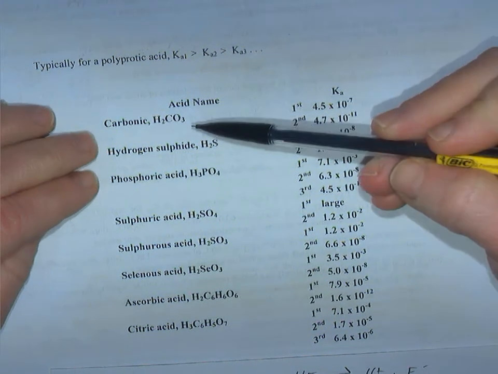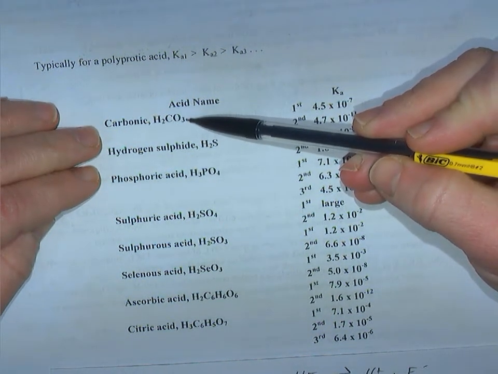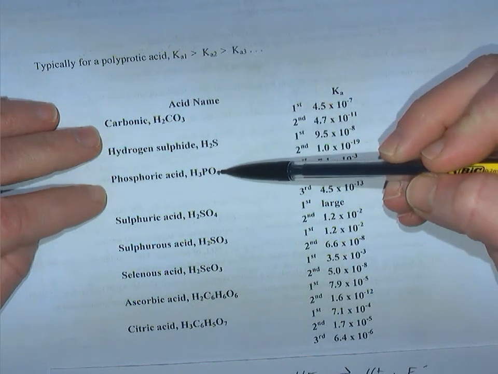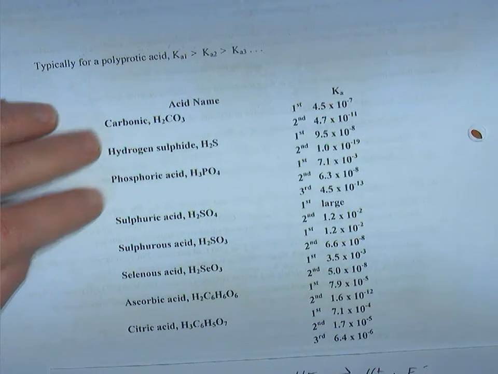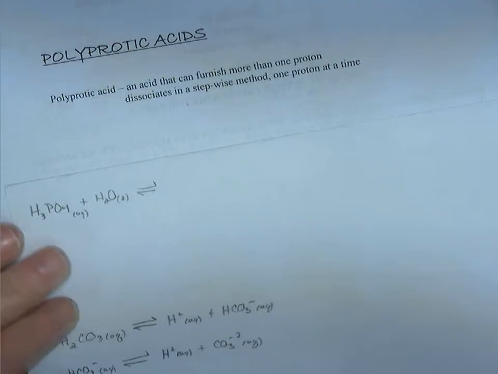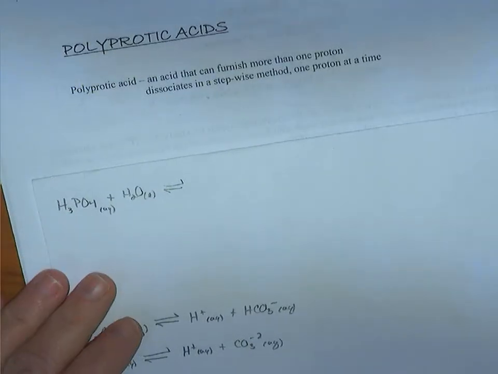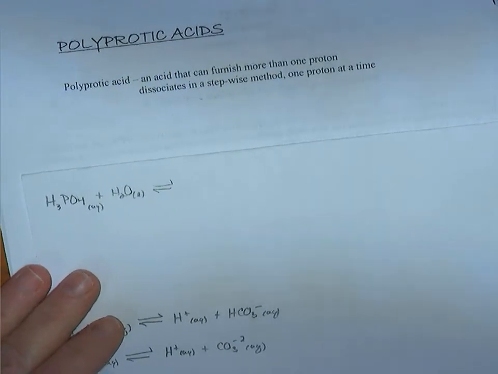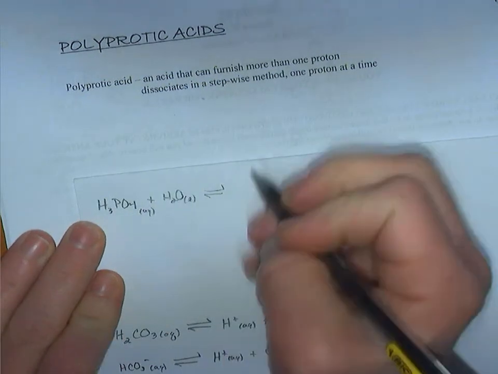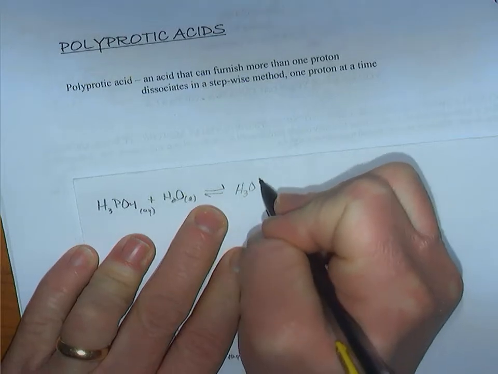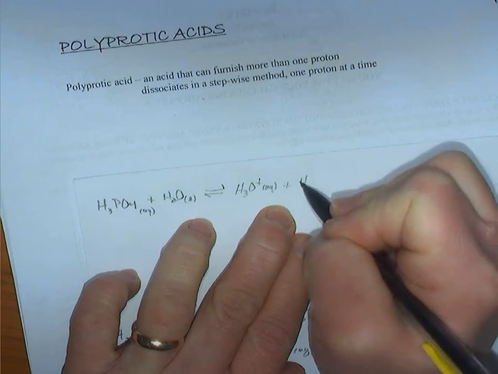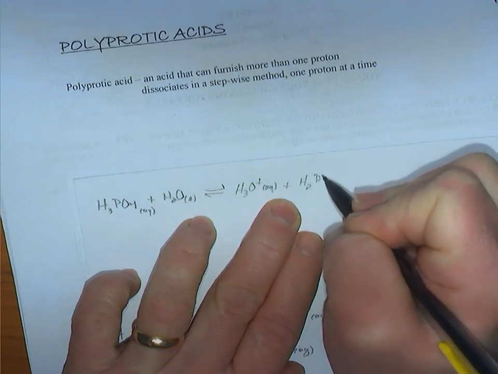So this is an example, carbonic acid, a diprotic acid. There are two ionizable hydrogens. Phosphoric is triprotic, three ionizable hydrogens. When these acids undergo ionization, they only release one hydrogen ion at a time. So for example, phosphoric will create one hydronium ion, still a 1-to-1 ratio, and then its conjugate base of H2PO4 minus.